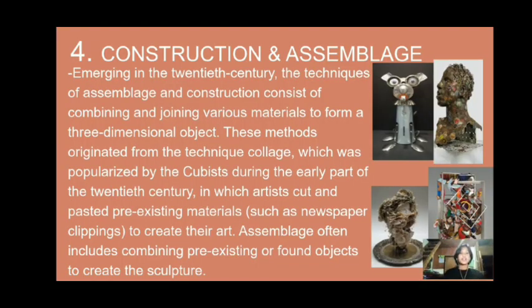The fourth basic sculptural technique is construction and assemblage. Emerging in the 20th century, the techniques of assemblage and construction consist of combining and joining various materials to form a three-dimensional object. This method originated from the technique of collage, which was popularized by Cubists during the early part of the 20th century, in which artists cut and pasted pre-existing materials to create their art. Assemblage often includes combining pre-existing or found objects to create the sculpture.